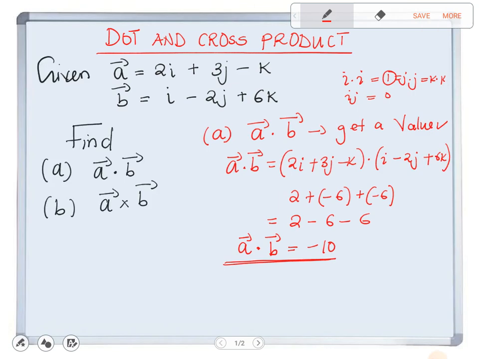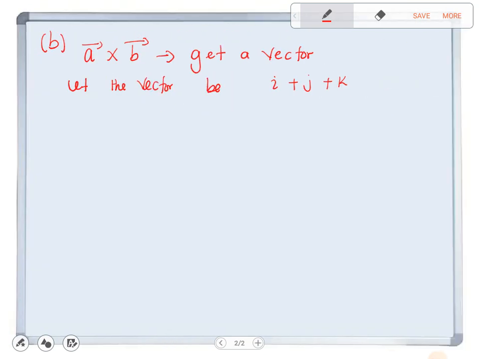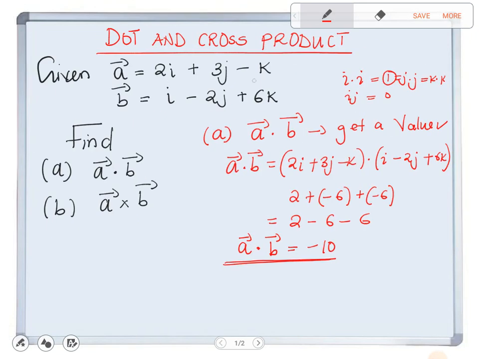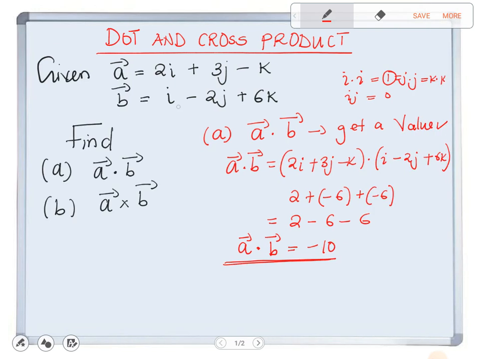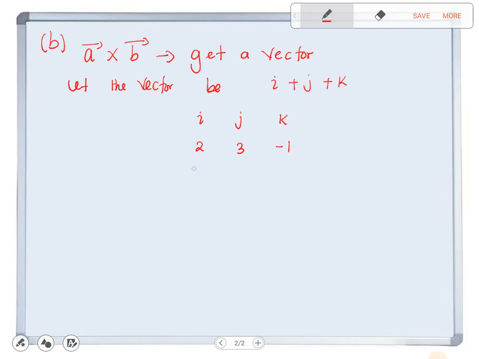So now we say the vector which we are looking for, we put i there, we put j here, we put k here. Then the first row is 2, 3, negative 1. The second row is 1, negative 2, 6. We form a 3 by 3 matrix. You've seen how I've come up with it. Then we find the determinant of this matrix.